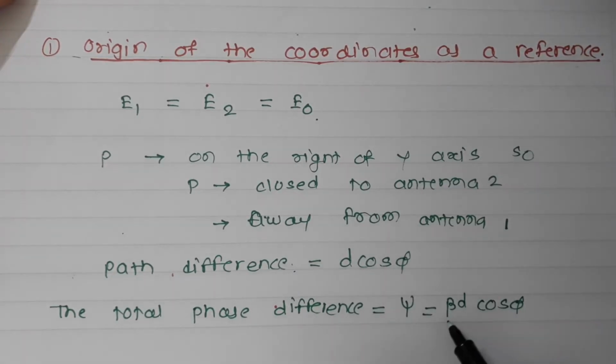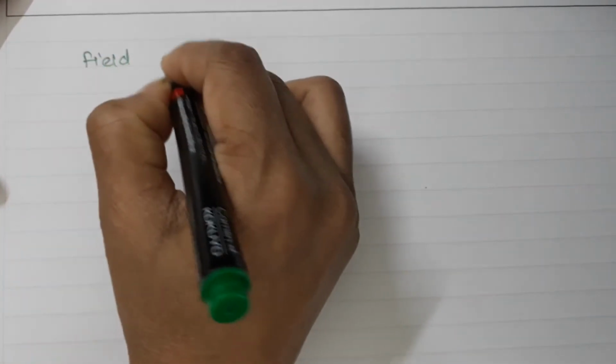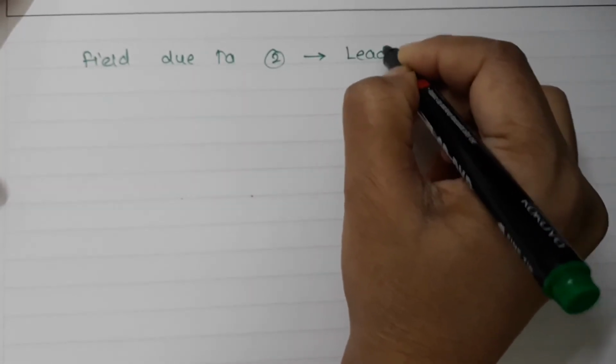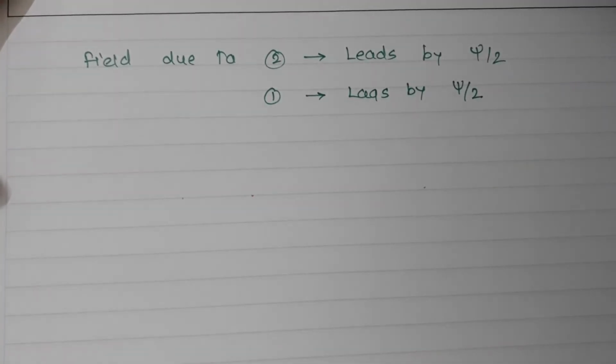This d cos phi is multiplied by the phase constant beta, which is nothing but 2 pi by lambda. As the reference is exactly at the center of the two antennas, in the first case we are considering that the reference is exactly at the center of the two antennas. So the field due to antenna 2 leads by psi by 2, and the field due to antenna 1 lags by psi by 2. This is how we get the received phase angle.